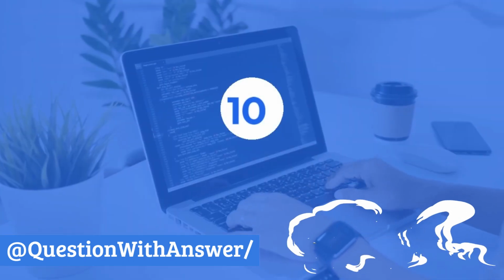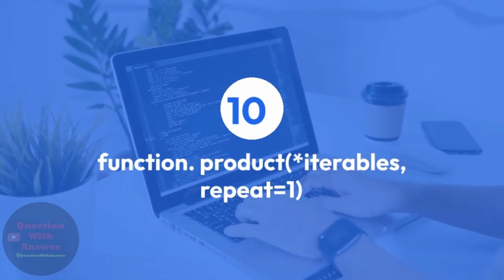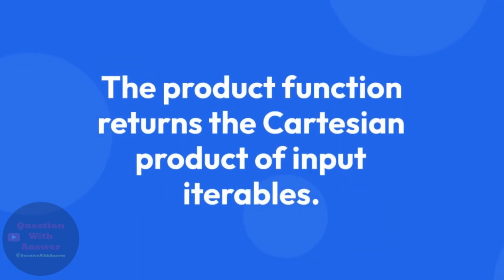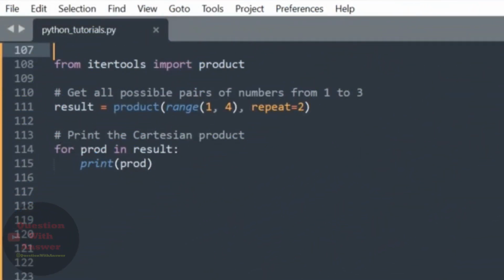10. itertools.product function. The product function returns the Cartesian product of input iterables. In this example, the product function generates all possible pairs of numbers from 1 to 3. The loop prints each pair, representing the Cartesian product.